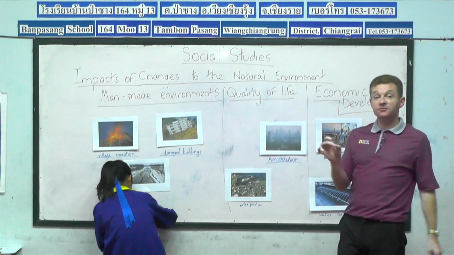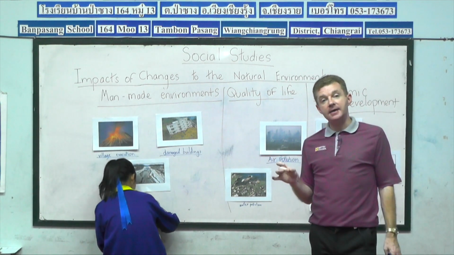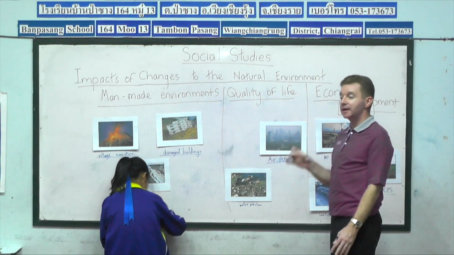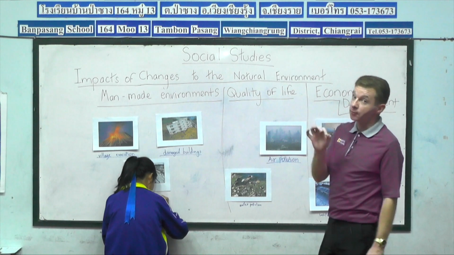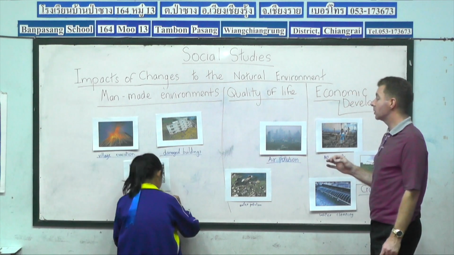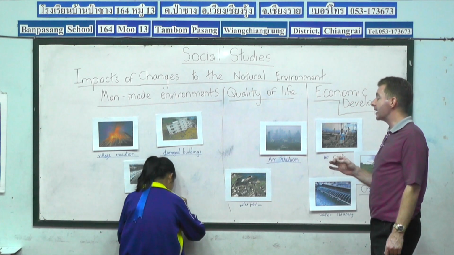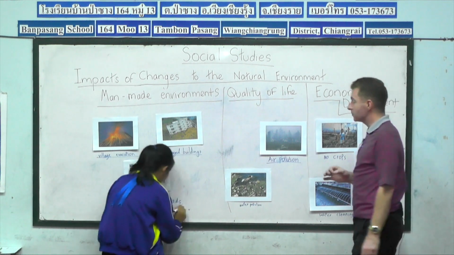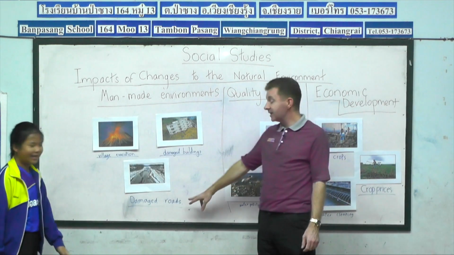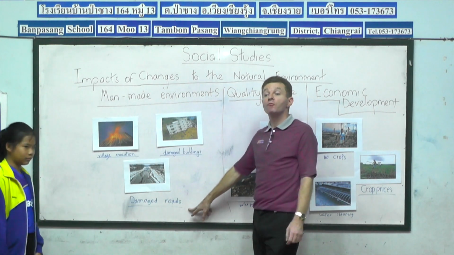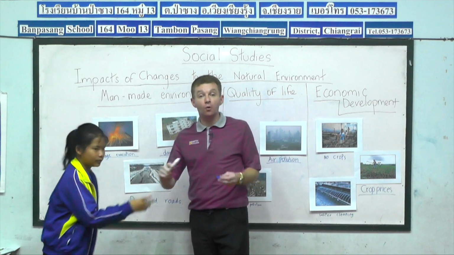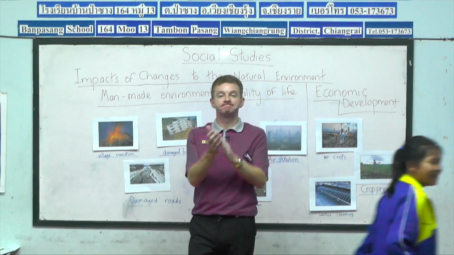So damaged, D, A, M, A, G, E, D. And roads, R, O, A, D, S. Brilliant, Lakgao. So together we can say damaged roads. Lakgao, that was excellent. Big round of applause for Lakgao, please, guys.